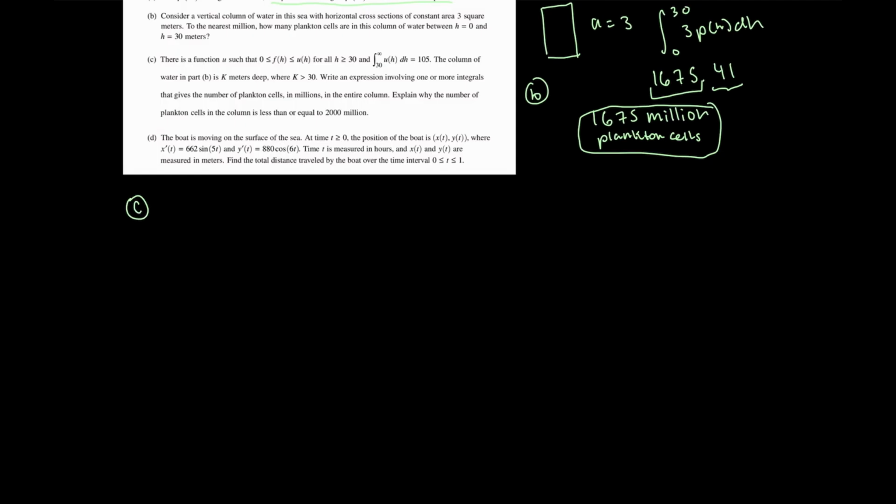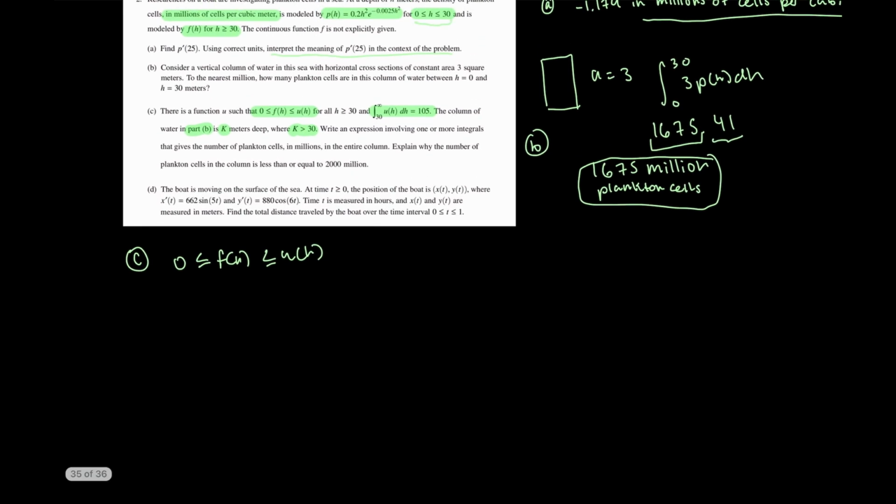Part C states that there is a function u such that 0 is less than f of h, which is less than u of h, for all h greater than 30. And there's an integral from 30 to infinity of u of h dh, which is equal to 105. And it asks, if the column of water in part B is k meters deep, where k is greater than 30, write an expression involving one or more integrals that gives the number of plankton cells in millions in the entire column. Explain why the number of plankton cells in the column is less than or equal to 2,000 million.